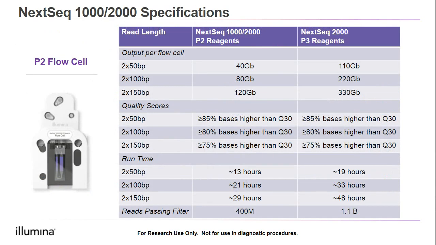Some of the specifications for the NextSeq 2000, I have highlighted here all of our different current run options available. I'll discuss the P3 2x150. For the 2x150 using P3 reagents, the specification is 330 gigabases with a Q30 of greater than 75% and a runtime of approximately 48 hours with 1.1 billion reads passing filter.